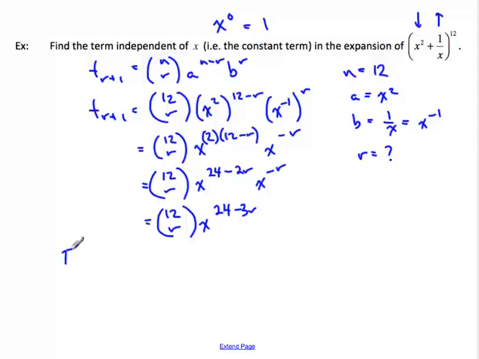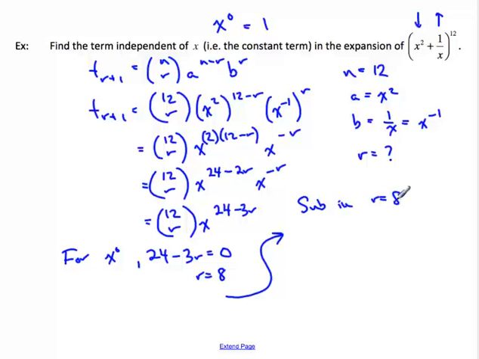Now, for the constant term, we have x to the power of 0. So for x to the power of 0 to be what we have here, 24 minus 3r has to be equal to 0. Solving that by bringing the 3r to the other side and dividing by 3 gives us r is equal to 8. So now we can sub in r is equal to 8, and we get that term 9, 8 plus 1, is equal to 12 choose 8 times x to the power of 0.